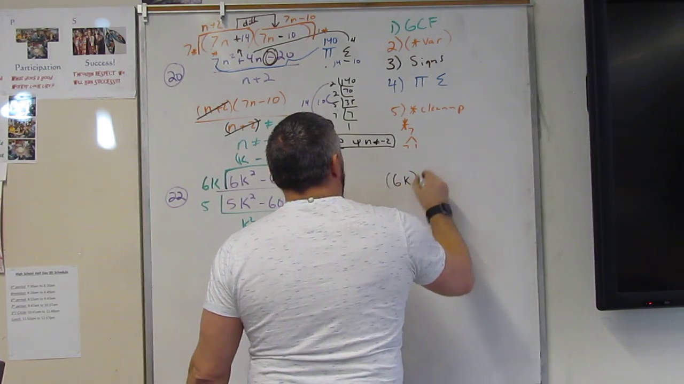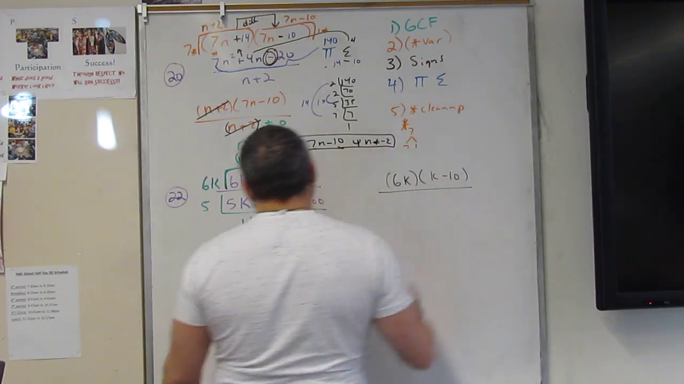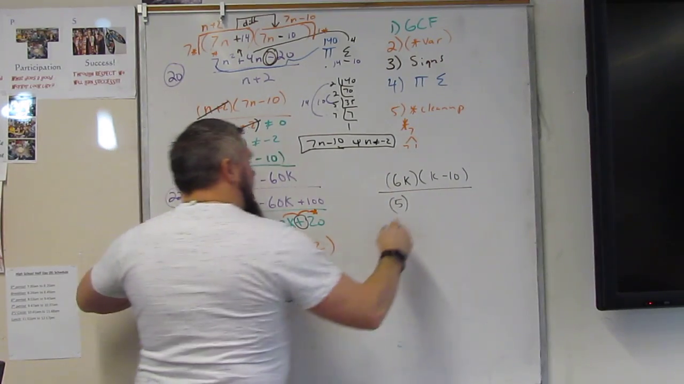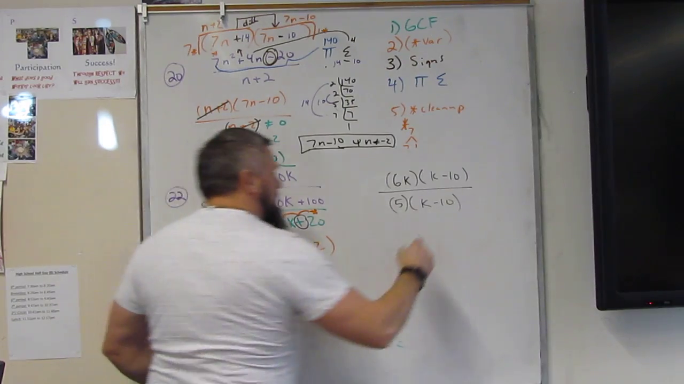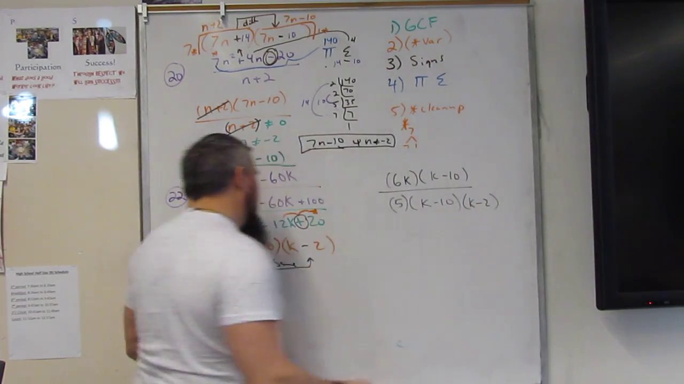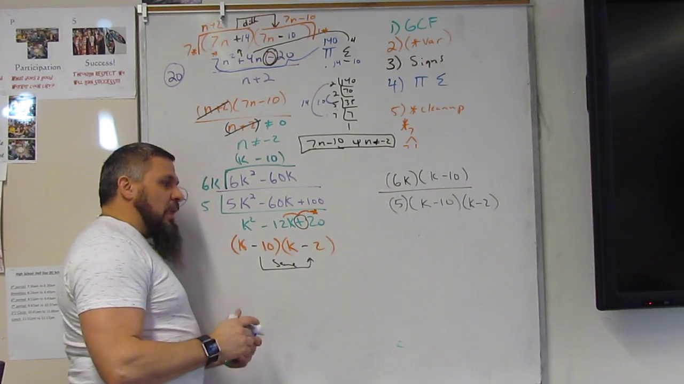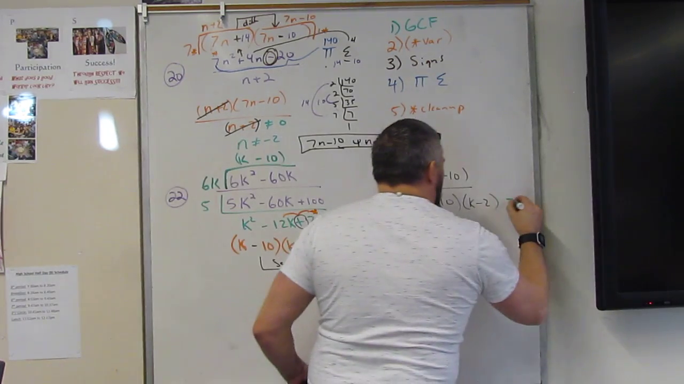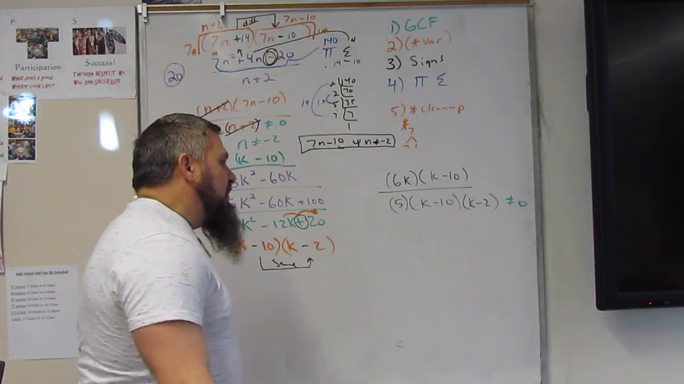Okay, so then I have 6k times k minus 10 all over 5 times k minus 10 times k minus 2. Now, the bottom still cannot be 0, right?